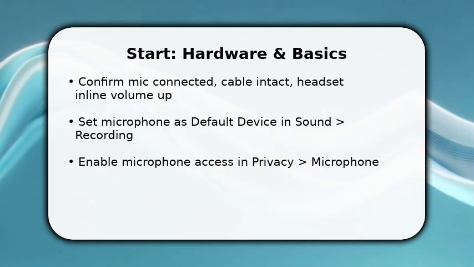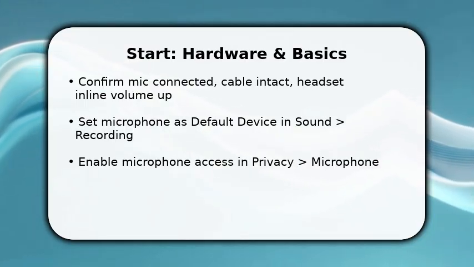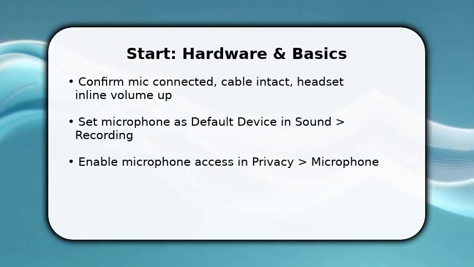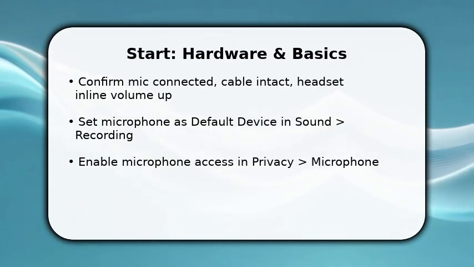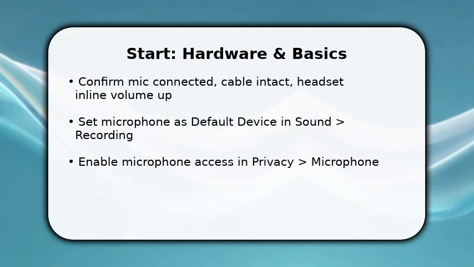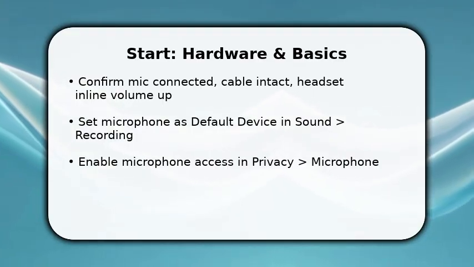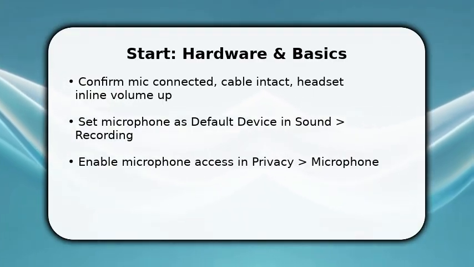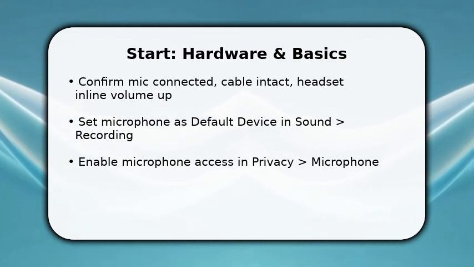Once done, right-click the speaker icon, open sound recording, and set your microphone as the default device and default communications device. Then open Settings Privacy Microphone and make sure app access is enabled. These steps ensure Windows recognizes the mic before you change drivers or levels.